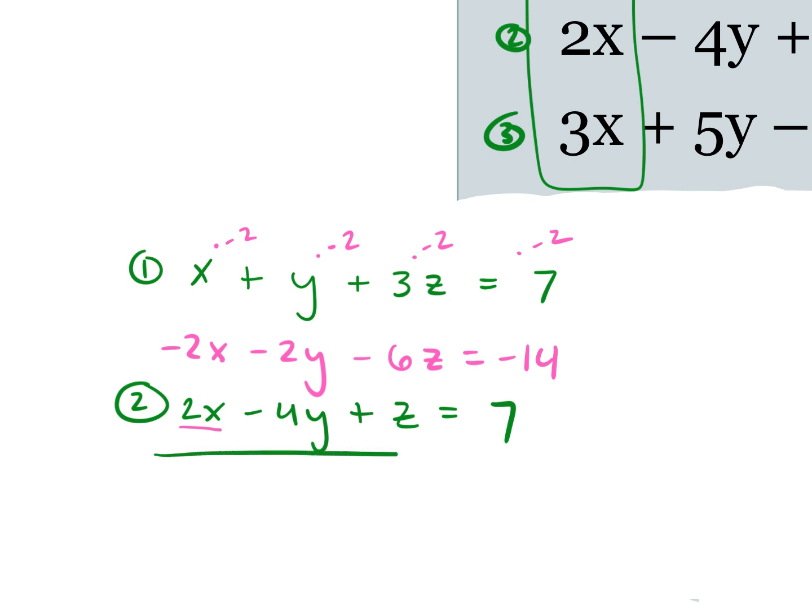Let's combine our 2 new equations now. Do the x's cancel now? Yes. Then -2y minus 4y would be -6y. -6z plus z would be -5z. And then that's equal to -7. What should we do next?